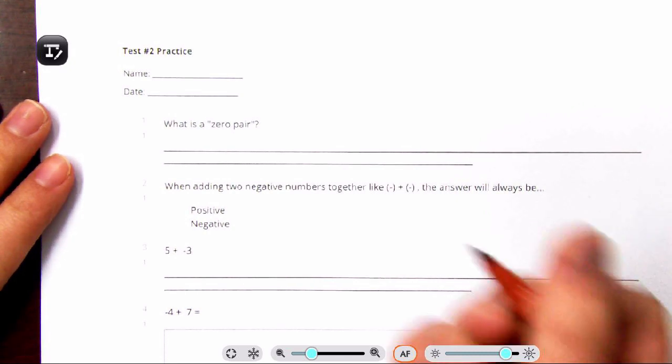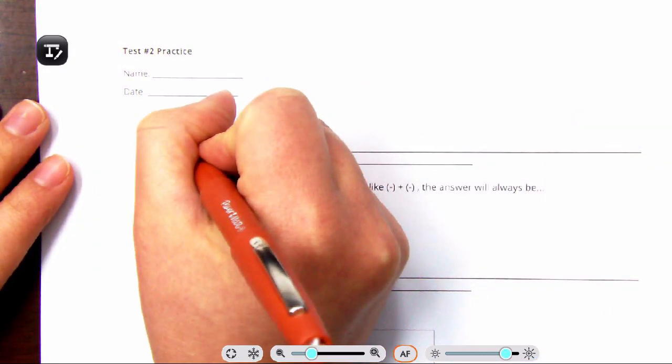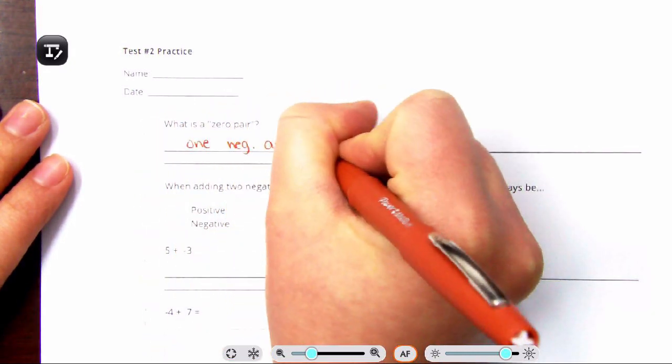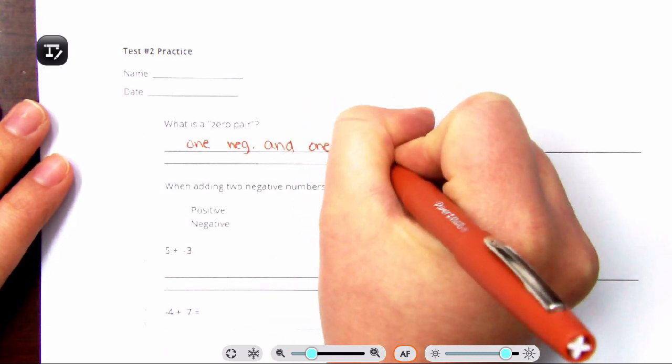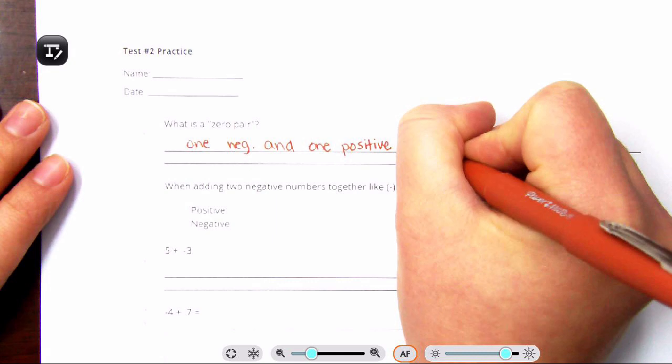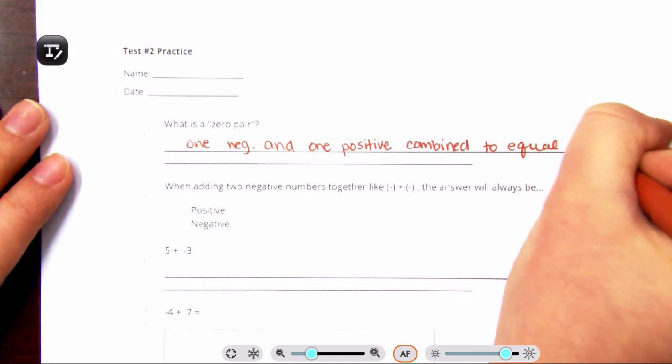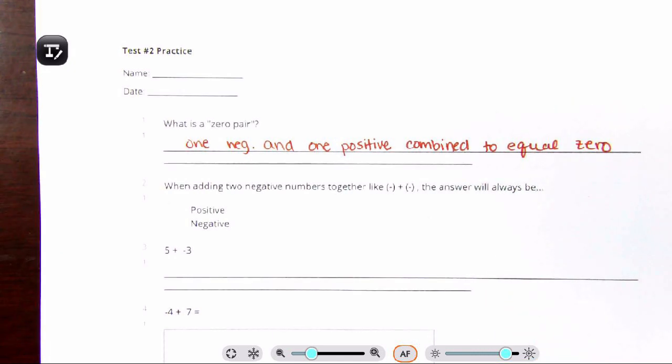What I mean by that is, if you want to say a zero pair is 1 negative and 1 positive combined to equal 0. Now, it doesn't have to be a number. So in your explanation, if you say a positive number and a negative number, well, that's not necessarily true. If I have a negative 5 and a positive 20, that doesn't equal 0. So 1 negative and 1 positive combined are 0.